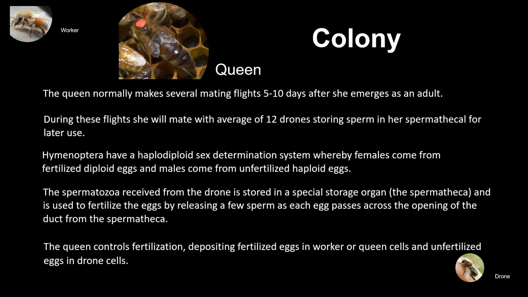The queen normally makes several maiden flights, 5 to 10 days after she emerges as an adult. During these flights, she will mate with an average of 12 drones, storing sperm in her spermatheca for later use.